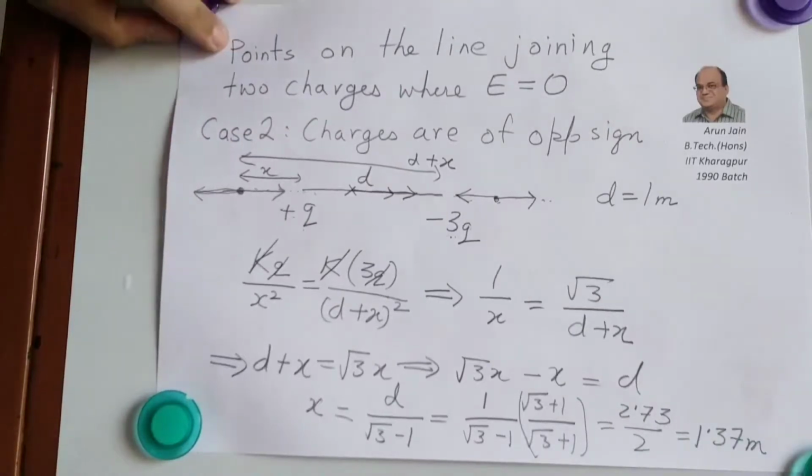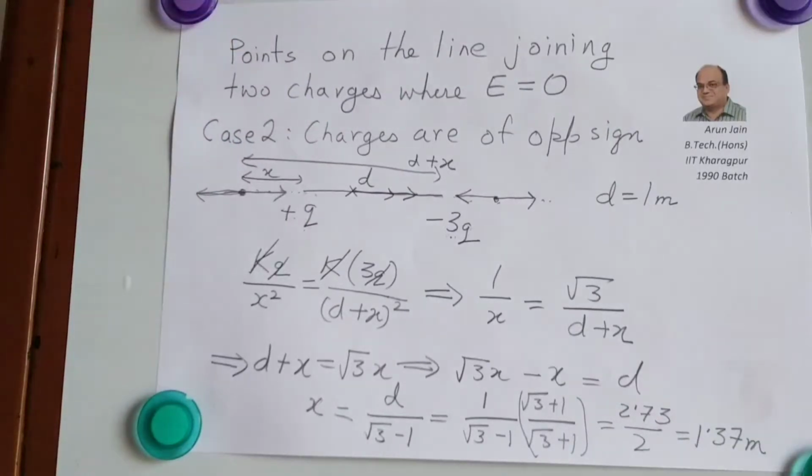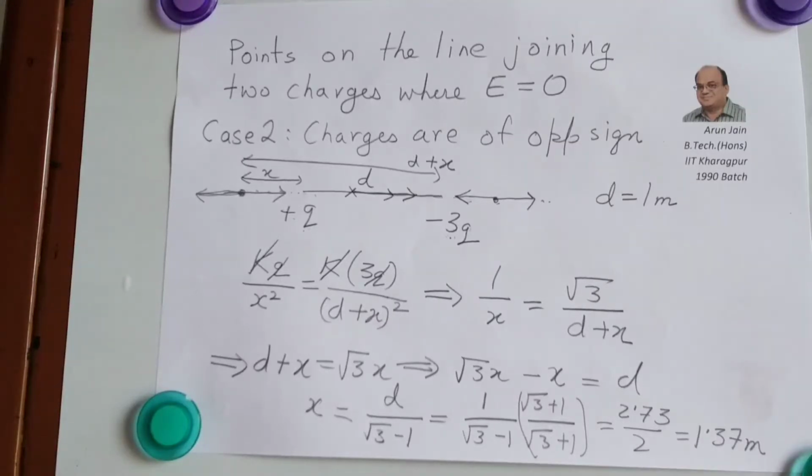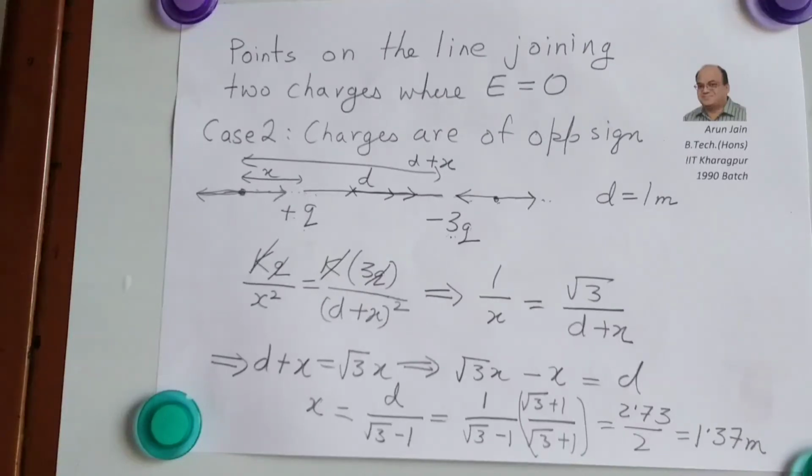Now we have seen that if the charges are of same sign, then there is a point in between the charges where electric field is equal to 0. And when the charges are of opposite sign, there is a point not in between the charges, but closer to the smaller charge where electric field is equal to 0.